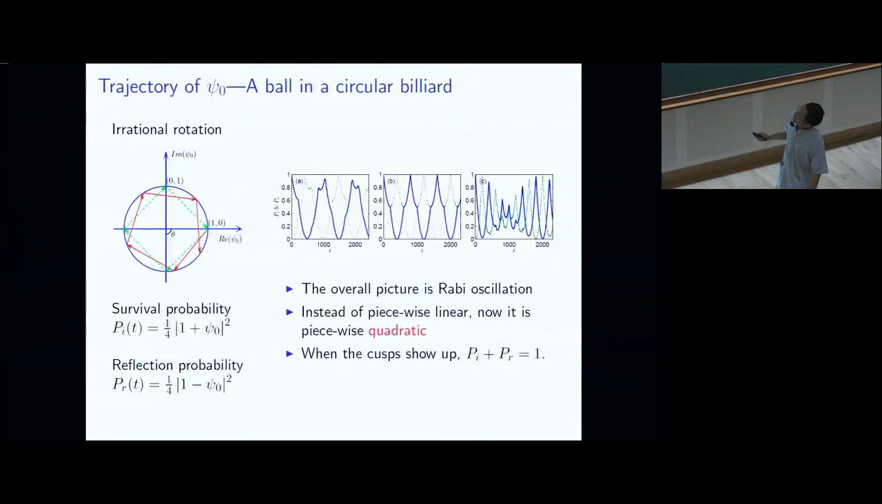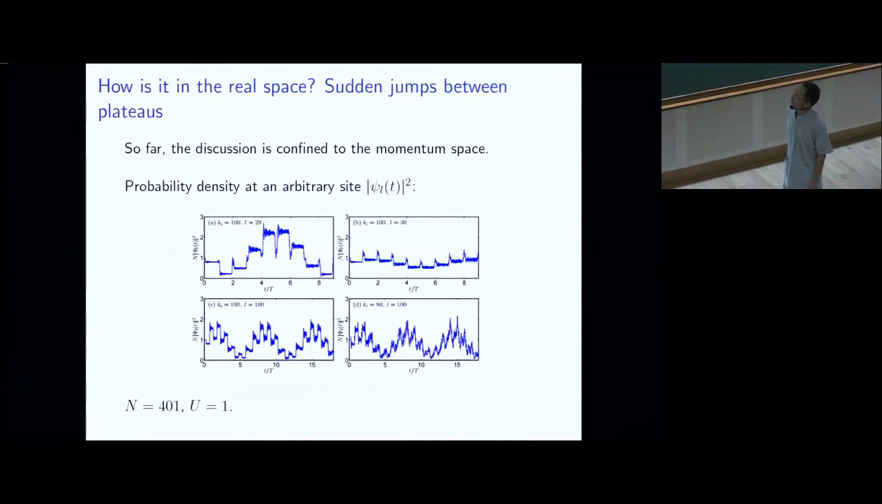So here, each segment between the Cusps is actually a parabola. And when the Cusps show up, we always have Pi plus PR equal 1. This is verified by these numerics very well. So we have understood the second scenario too. So far, we have confined ourselves to the momentum space.